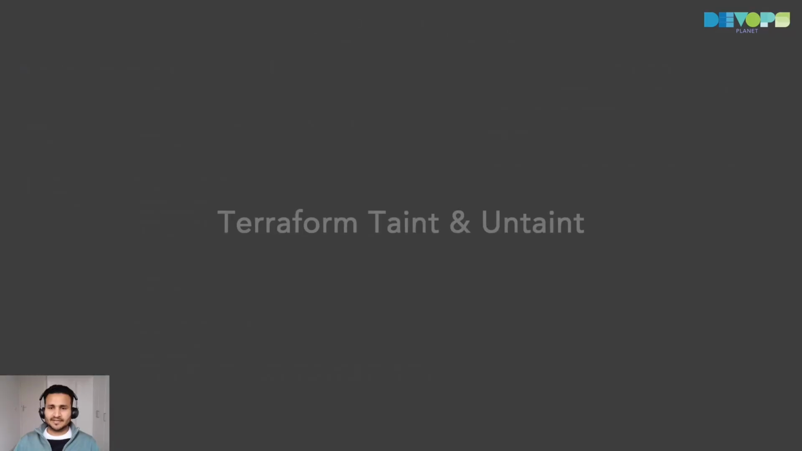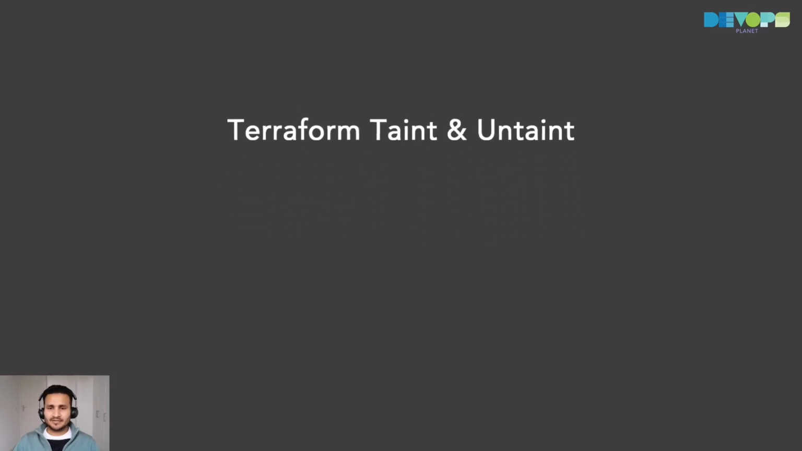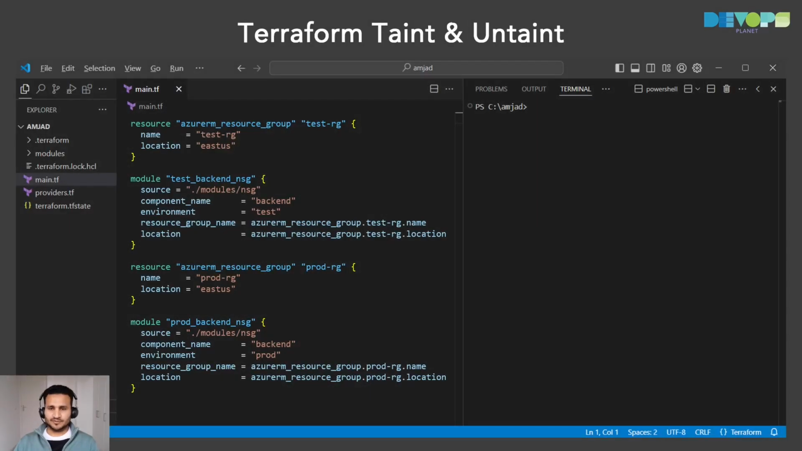Okay, so the next one we are going to talk about is Terraform taint and untaint. This is a very special command, and we might use it or we might not. But if you have some use case for the taint or untaint command, then you can use it. So let me show you what the taint and untaint commands are doing. The taint command is basically tainting your resource. Let's assume I have this Terraform main code where I am deploying the resource group, backend NSG, prod resource group, and prod backend NSG.